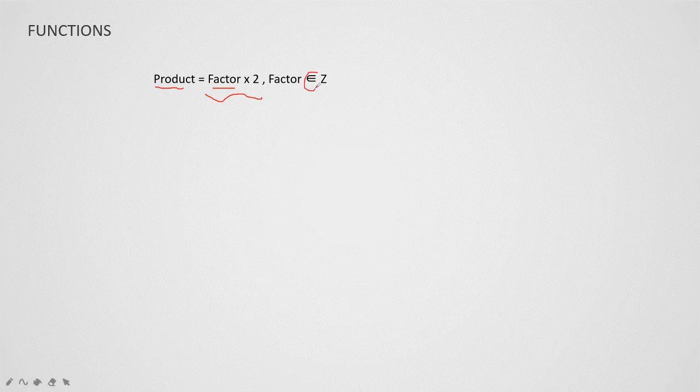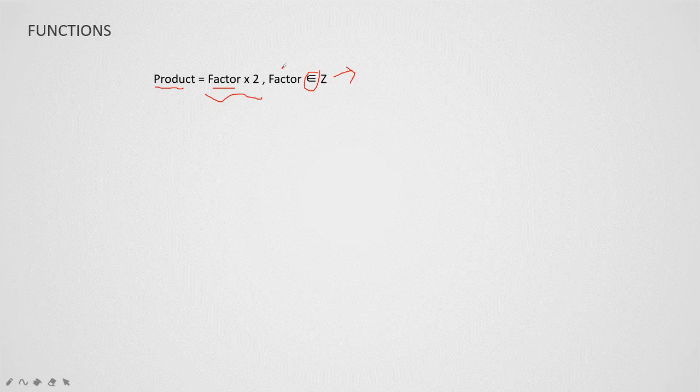The symbol I have already told you, it means element of. So what is Z? Last chapter we studied Z is the set of all integers. So I say that the factor is an element of Z. That means factors were the input, so all inputs are Z. What is Z? Integers. That means all inputs are integers. Now product is equal to factor into 2. That means all outputs are also integers, because basically if you multiply input integers by 2, you will only get integers, right?